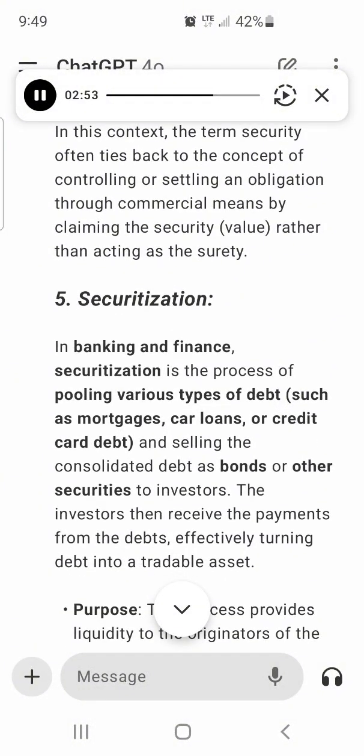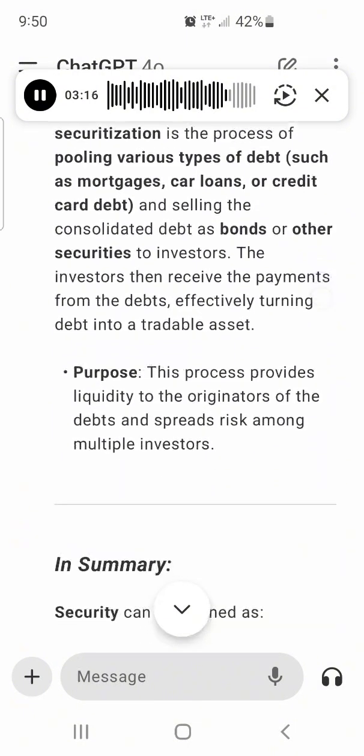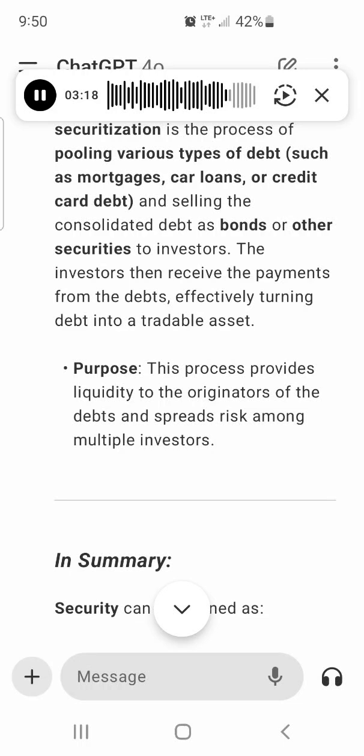5. Securitization. In banking and finance, securitization is the process of pooling various types of debt, such as mortgages, car loans, or credit card debt, and selling the consolidated debt as bonds or other securities to investors. The investors then receive the payments from the debts, effectively turning debt into a tradable asset. Purpose: this process provides liquidity to the originators of the debts and spreads risk among multiple investors.